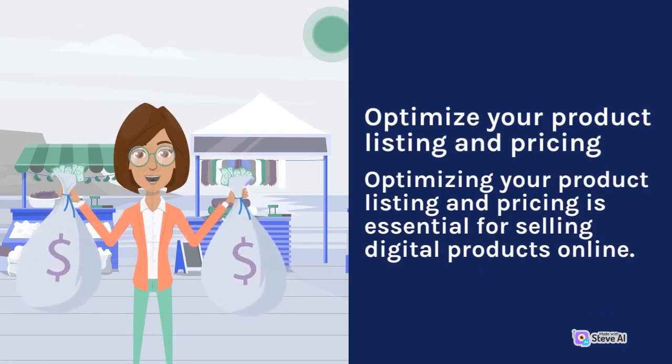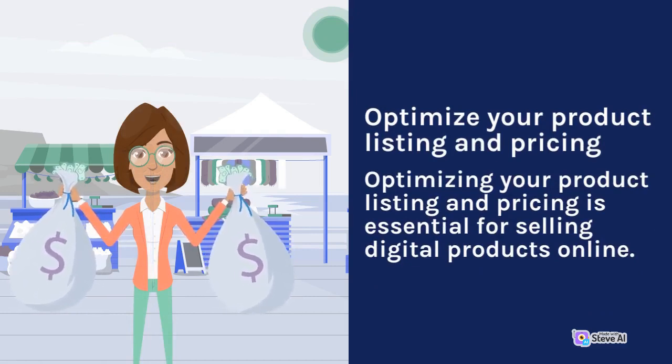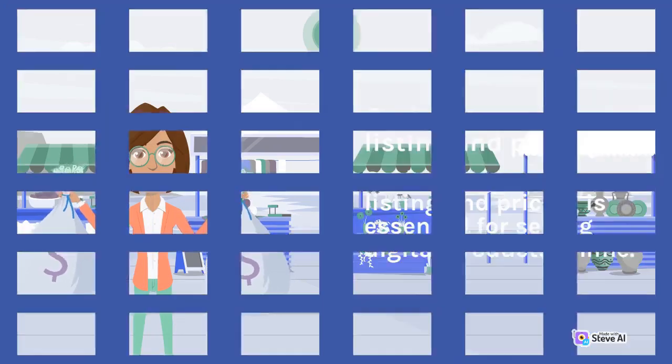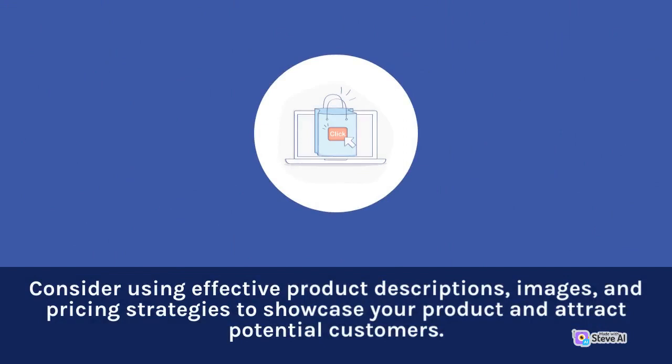Optimize your product listing and pricing. Optimizing your product listing and pricing is essential for selling digital products online. Consider using effective product descriptions, images, and pricing strategies to showcase your product and attract potential customers.